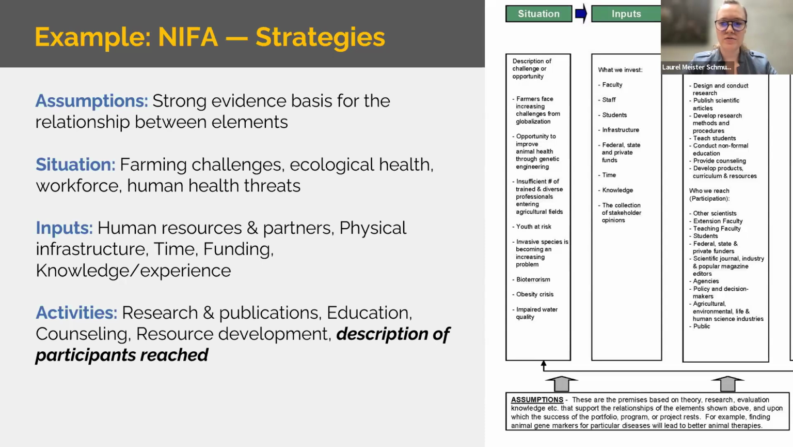And then it progresses to the situation, describing the challenges or opportunities, such as globalization's impact on farmers or the obesity crisis. And then into inputs, what is invested, such as faculty, funds, and time. And you can see in this logic model, there are quite a few different types of components or challenges that they're trying to address. Presumably the different grant programs might focus in on each of those.